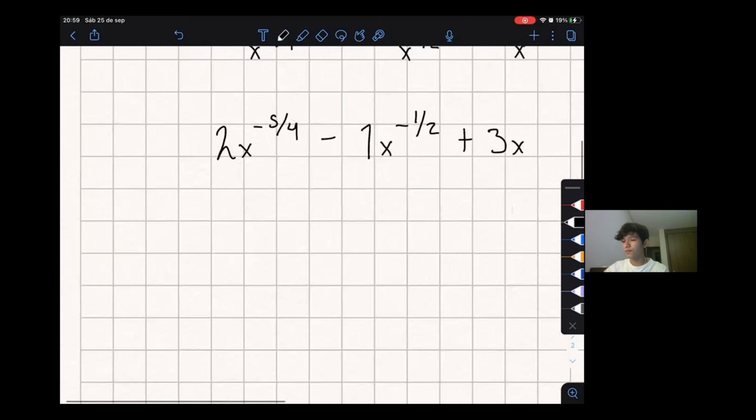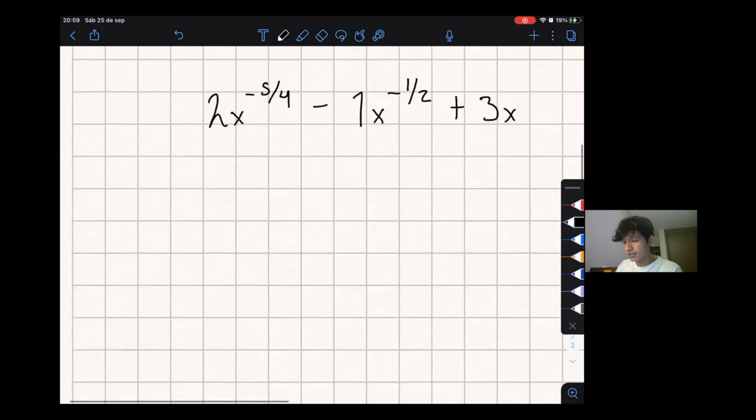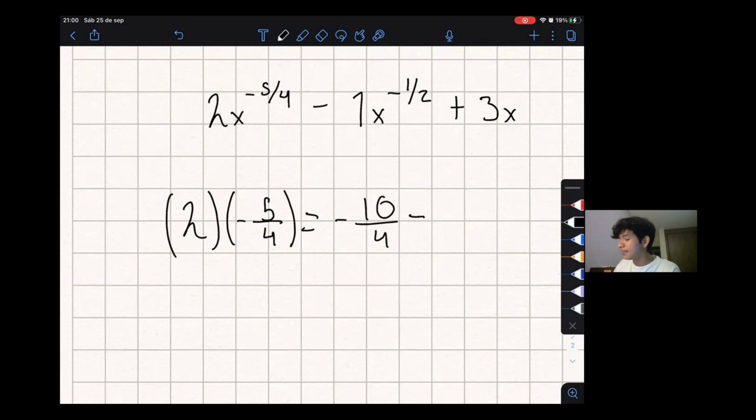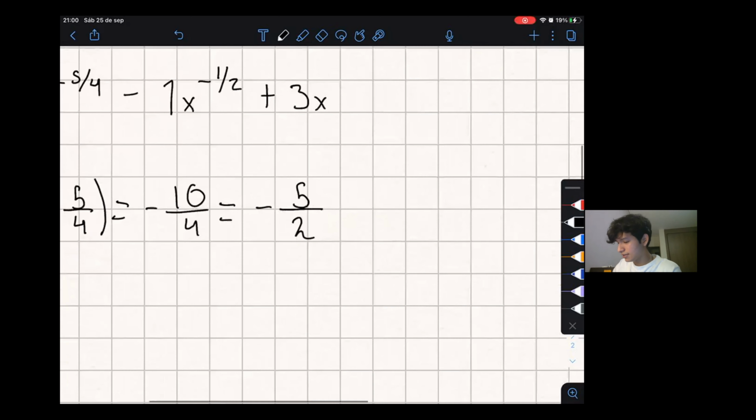And well, once this is done, we start with the above-mentioned procedure with the power rule. So we start multiplying the exponents by the numbers next to the variable and subtract 1 from the exponent. So we start with 2 times minus 5 over 4, which is equal to minus 10 over 4, which is equal to minus 5 over 2, x.